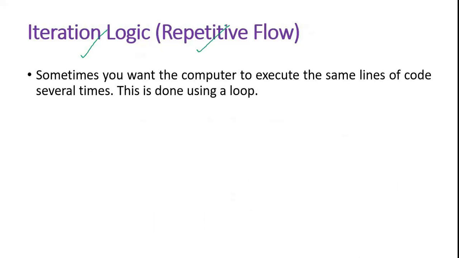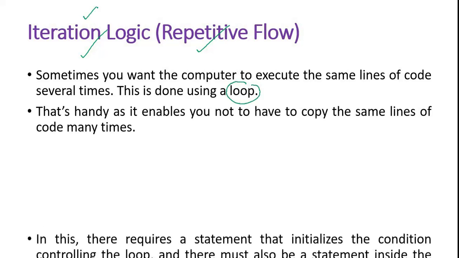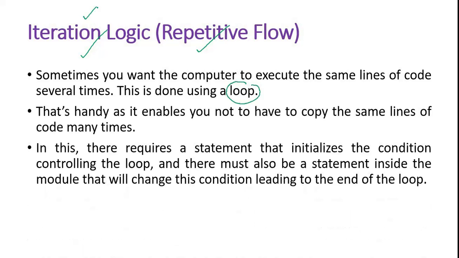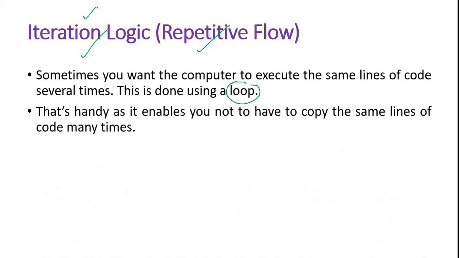Third one is repetition or iterative. Sometimes you want to execute the same lines of code several times. In that case, you can use the looping concept. That is basically called iteration. We are going to discuss two different types. This is the advantage.